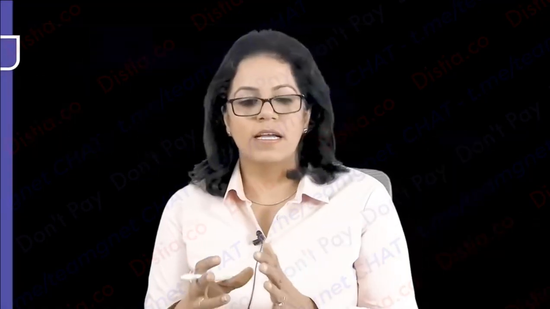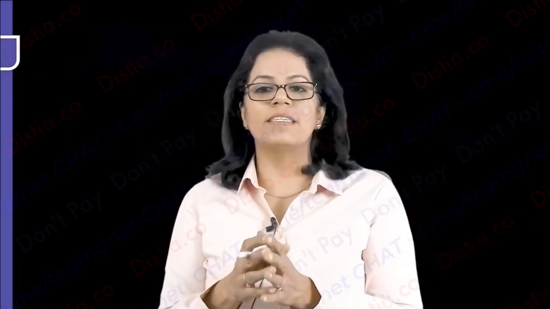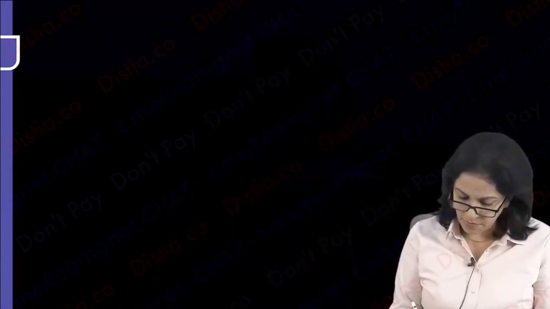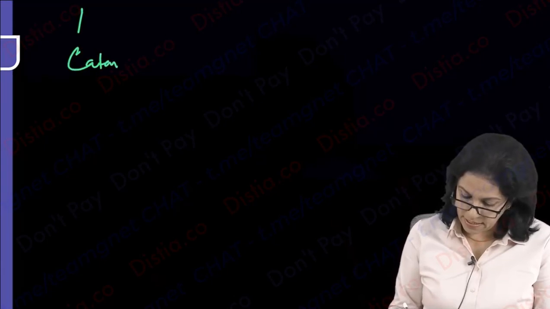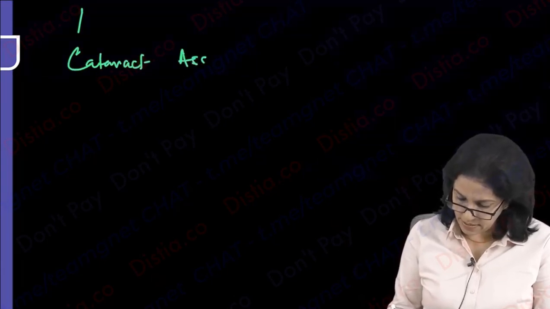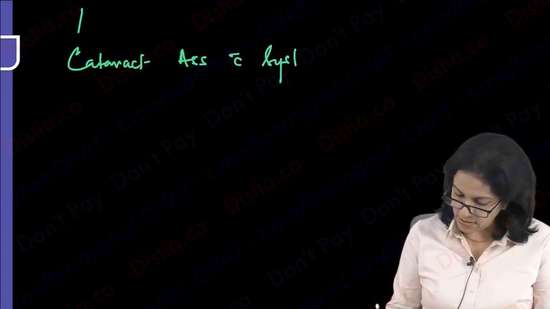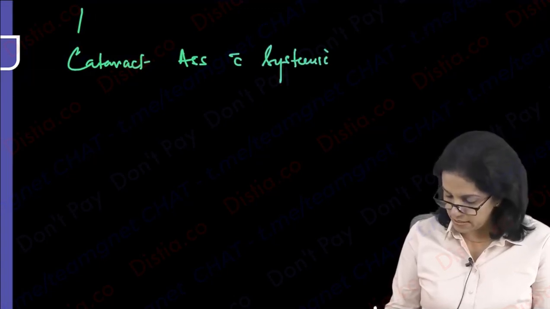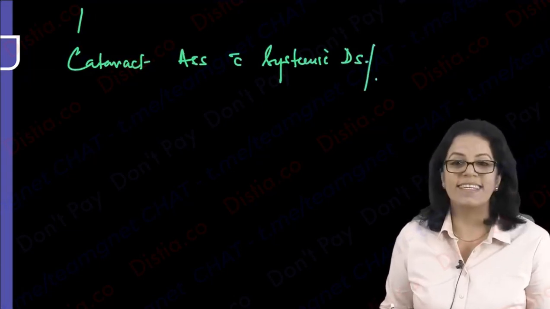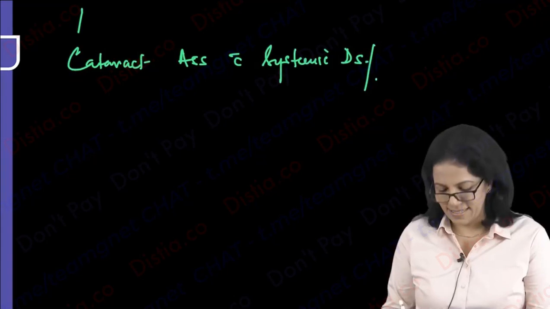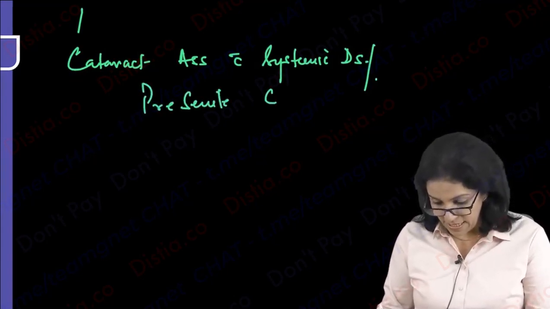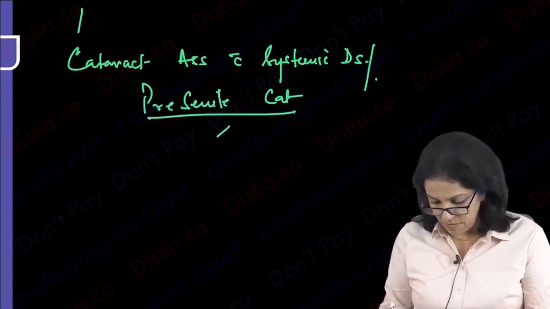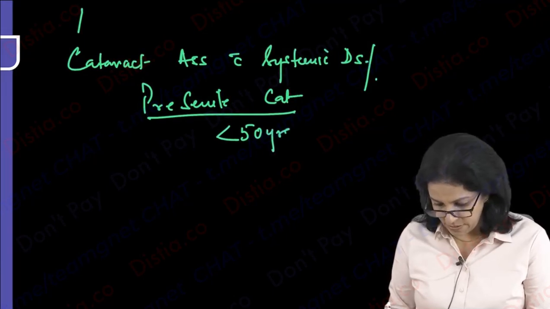Let's talk about cataract associated with systemic diseases. Okay. So our last type of acquired cataract that we are talking about: cataract associated with systemic disease. This includes pre-senile cataract, right? So what is pre-senile? I think we had mentioned this. Pre-senile cataract means cataract in less than 50 years of age.